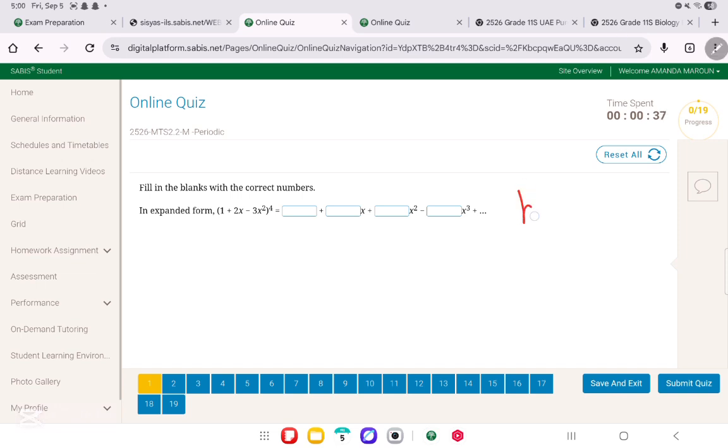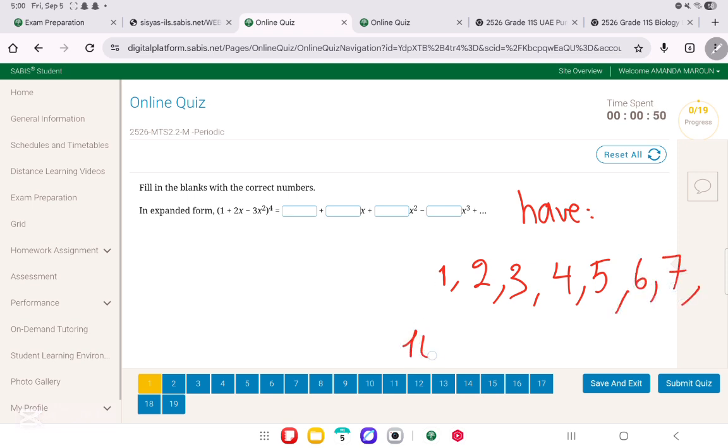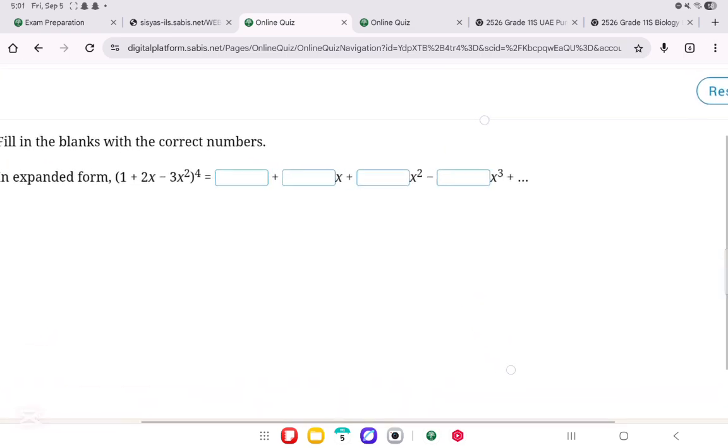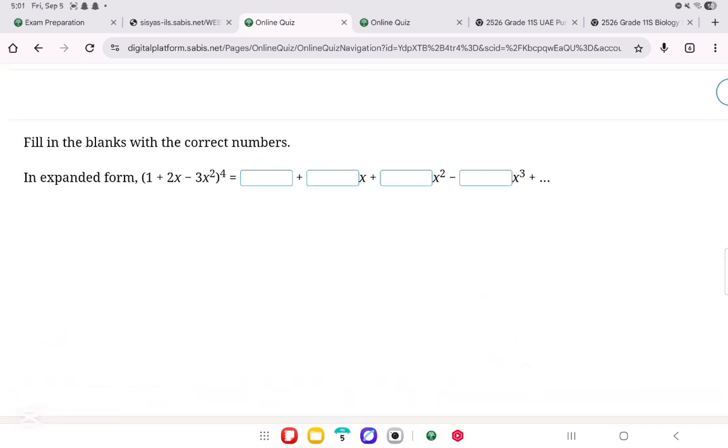So the questions that we have to do are questions 1, 2, 3, 4, 5, 6, and 7, questions 10, 11, 12, 15, 16, and 17. So these are in total 13 questions out of the 19 in total. That means we have 6 that we are not supposed to do. So anyways, let us get started with the first question.